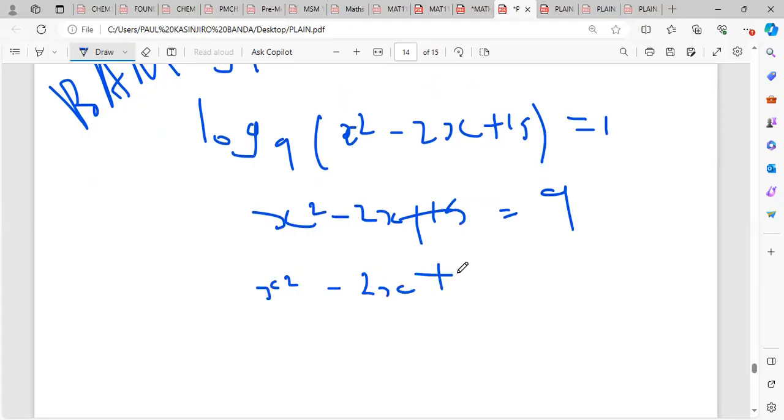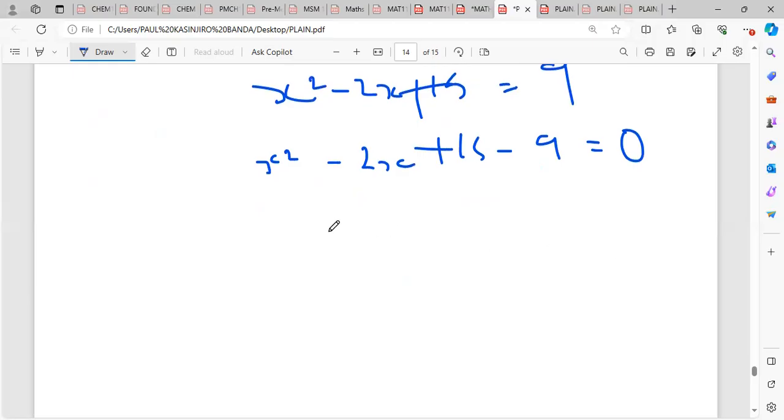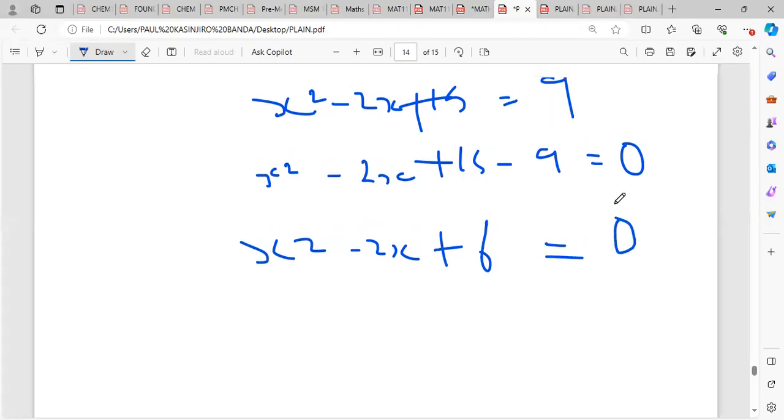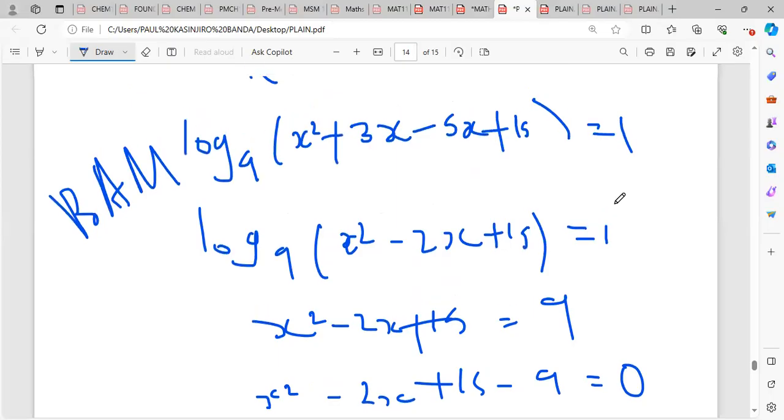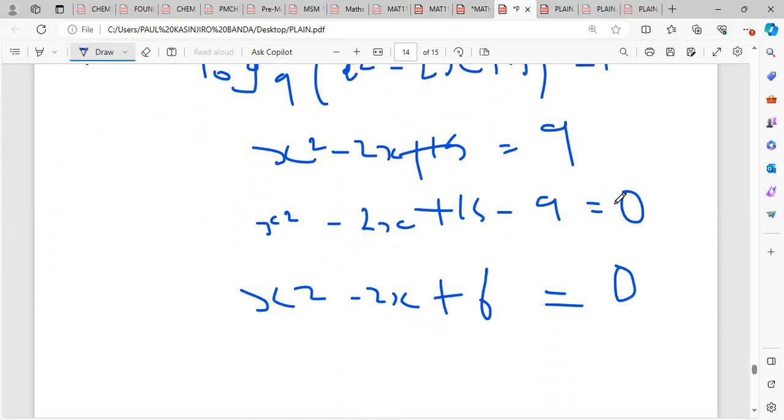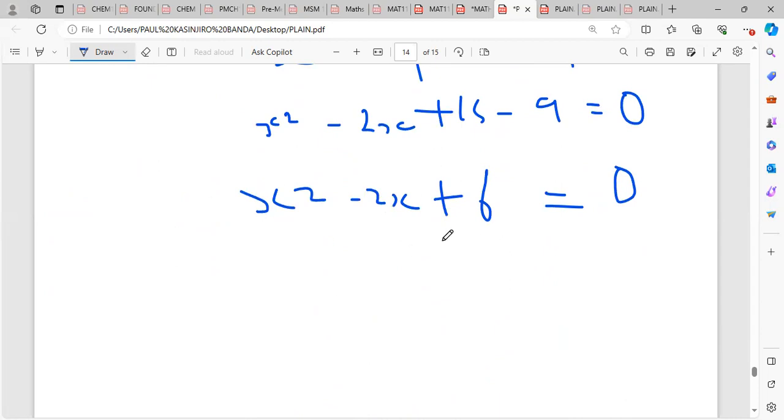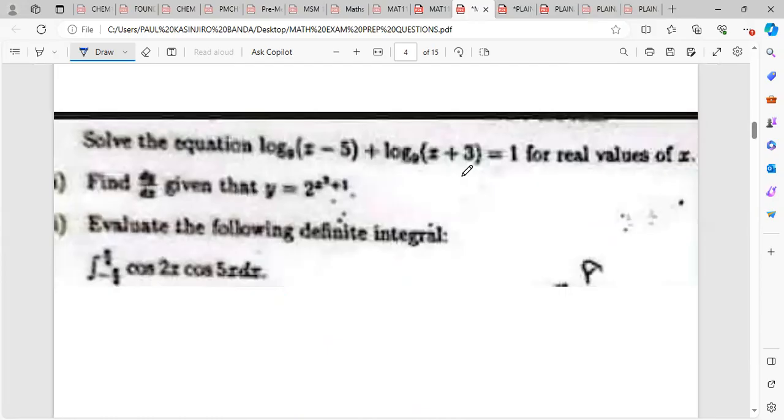You have 2x, you have plus 15, then you have minus 9 equals 0. So x squared minus 2, and then what do we have? We have a plus 6. Is the plus 6 there? Okay, yeah, plus 6 equals 0. So this equation now, can we solve it using factors? Can we solve it using factors? I think no.